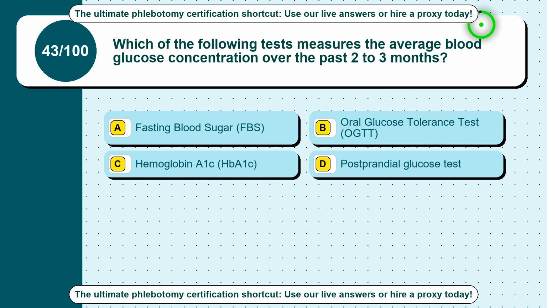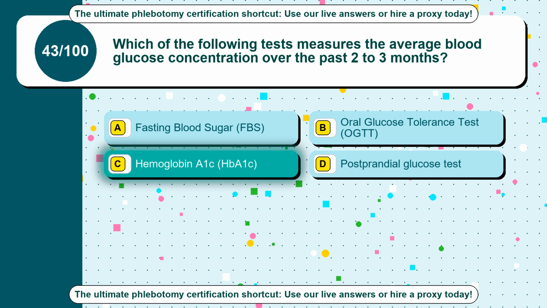Question 43. Which of the following tests measures the average blood glucose concentration over the past 2 to 3 months? Option A, fasting blood sugar, FBS. Option B, oral glucose tolerance test, OGTT. Option C, hemoglobin A1C, HbA1c. Option D, postprandial glucose test. The correct answer is option C, hemoglobin A1C, HbA1c.